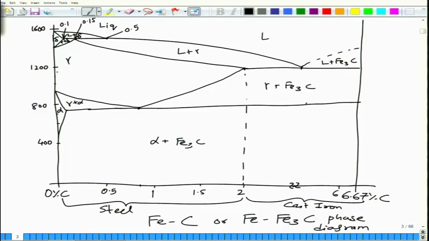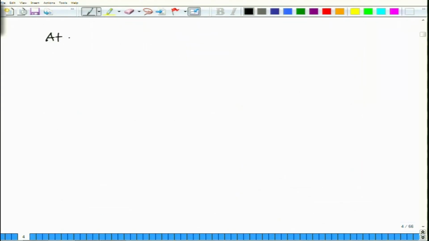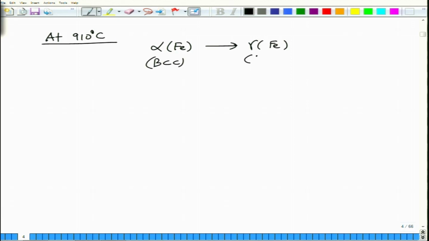Now about this phase diagram, you can get a lot of information from it. First is alpha goes through a transition in the pure state at 910 degree centigrade from alpha to gamma phase, and this transformation, so at 900 degree centigrade, alpha Fe transforms to gamma Fe. So this is BCC alpha transforming to FCC gamma upon heating. Okay, and then at high temperature this gamma, so this is about pure iron.